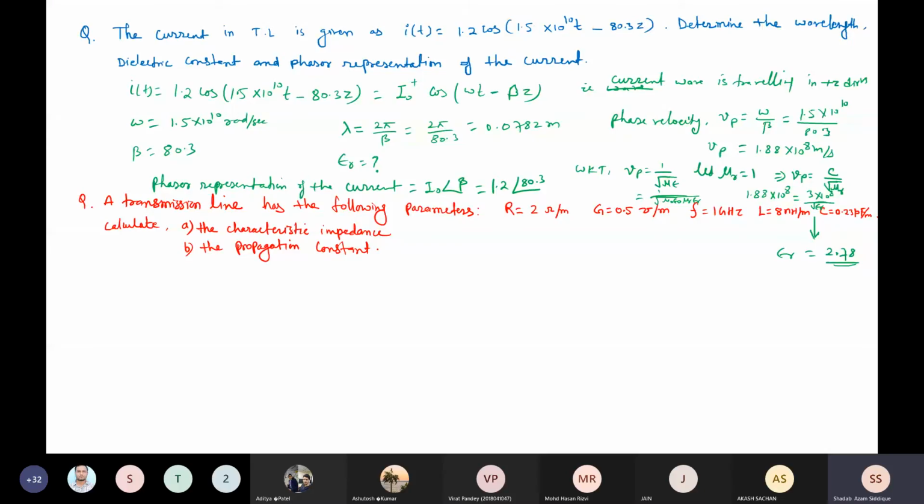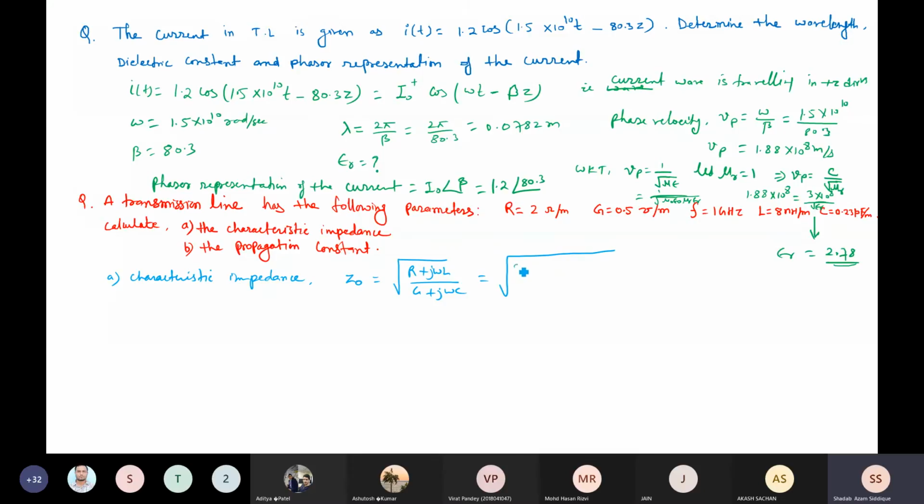So I'll try to find the characteristic impedance and propagation constant. First, the characteristic impedance Z naught. Do you know the formula for Z naught? Z naught is R plus j omega L divided by G plus j omega C. Already you have all this data; you just try to find the value.